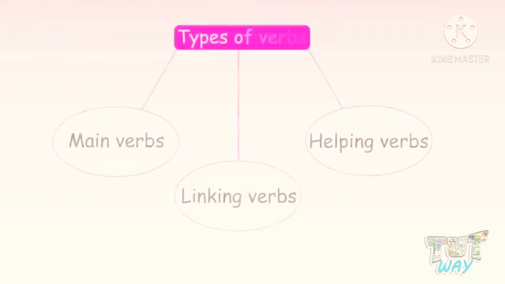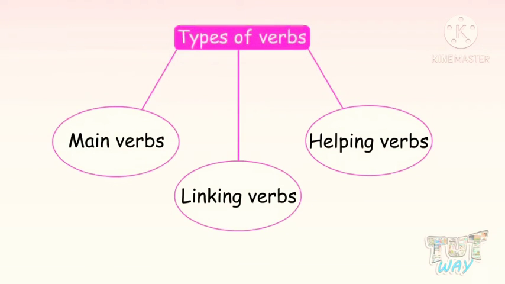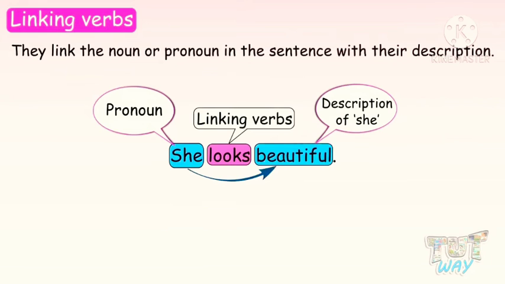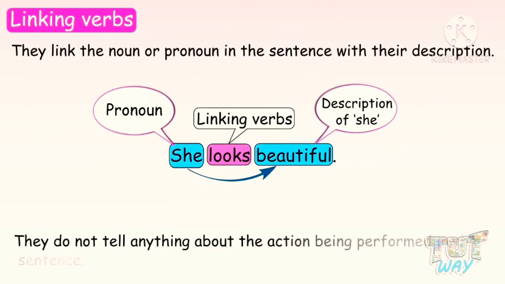But there are some other types of verbs also, such as linking verbs and helping verbs. Let's first learn about linking verbs. Linking verbs are called so because they link the noun or pronoun in the sentence with their description. They do not tell anything about the action being performed in the sentence.